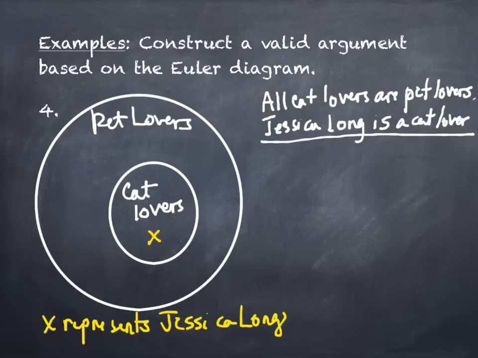However, my next statement is going to say something about pet lovers. What's it going to say? Jessica's a pet lover as well, because it's in both circles. Exactly. Okay. It almost looks just like problem number 3 that we did, right? But we did it reversed here. So Jessica Long is a pet lover.